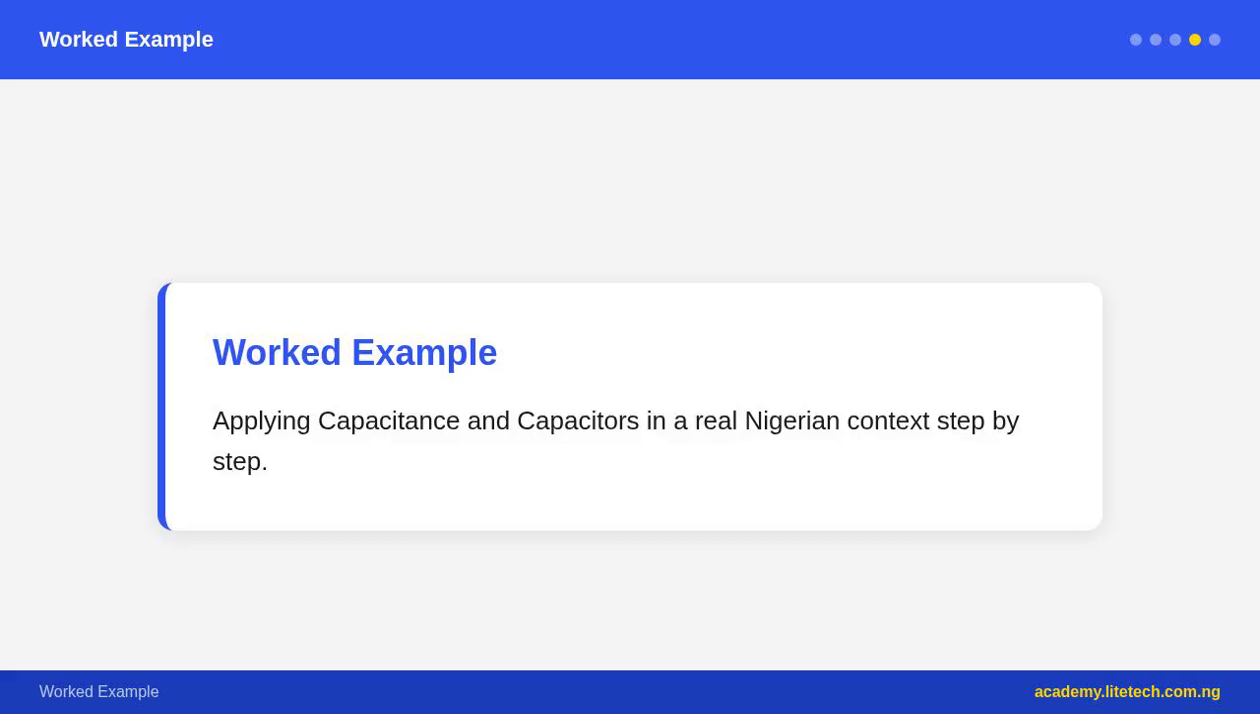This energy can be released very quickly. This is why camera flash units use capacitors. They charge slowly from a battery and then discharge in milliseconds to produce a bright flash. Capacitors have many important applications.